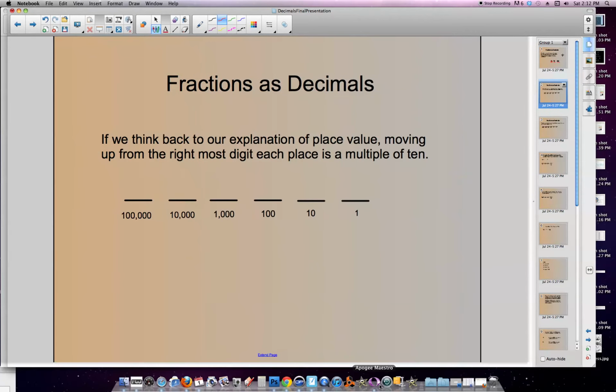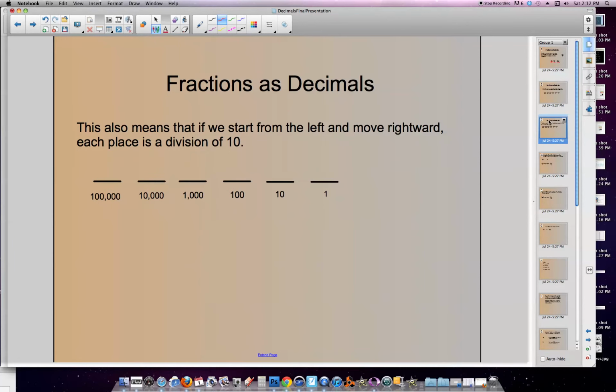When we think about our place value system, we remember that it goes up by multiples of 10. 1 times 10 is 10, times 10, times 10, and so on and so on. And given the inverse relationship of division to multiplication, if we start here and work backwards, we realize that this divided by 10 is 10,000. 10,000 divided by 10 is 1,000. 1,000 divided by 10 is 100. 100 divided by 10 is 10. 10 divided by 10 is 1.